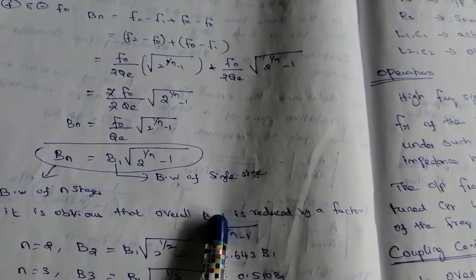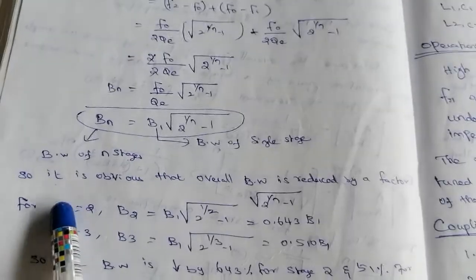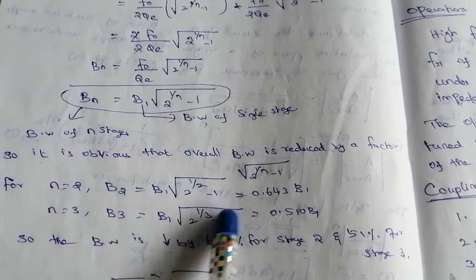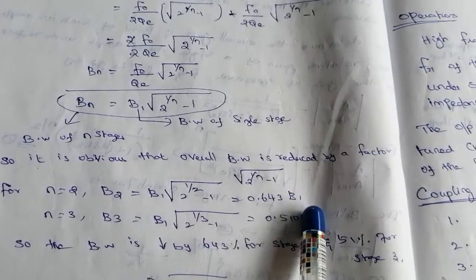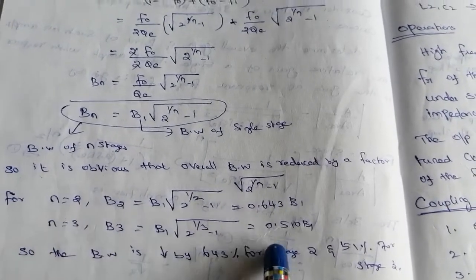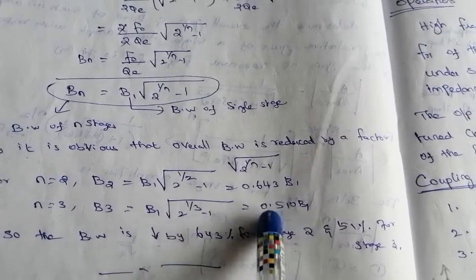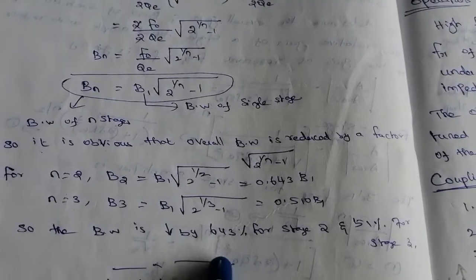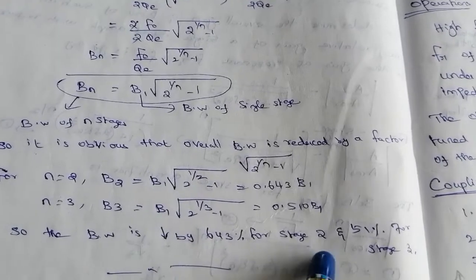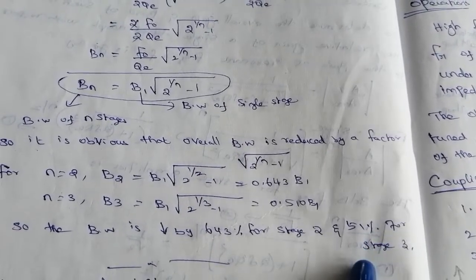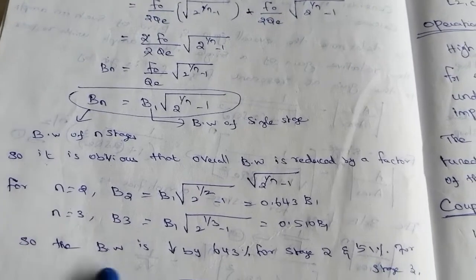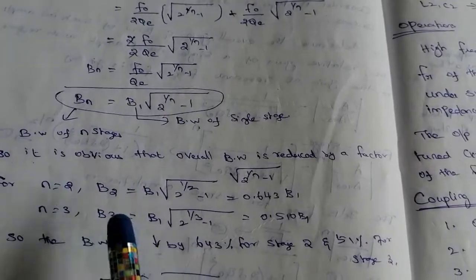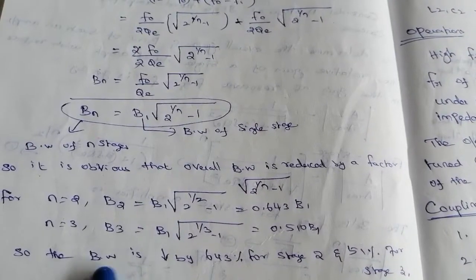Let's see an example. Substitute n equal to 2: B2 equals B1 times the square root of (2 power 1 by 2 minus 1), so the value is 0.643 B1. For n equal to 3, the value is 0.510. So the value is reduced; the bandwidth is reduced to 64.3% for 2 stages and 51% for 3 stages. So this is the effect on bandwidth of cascading single tuned amplifiers. Is it clear?